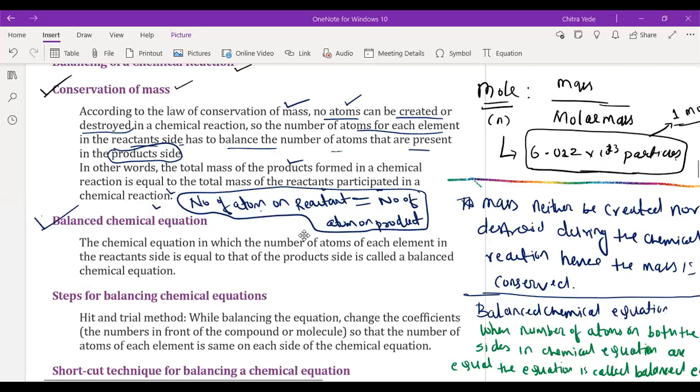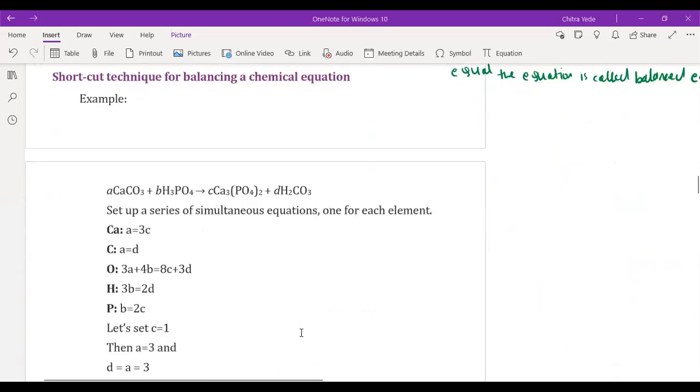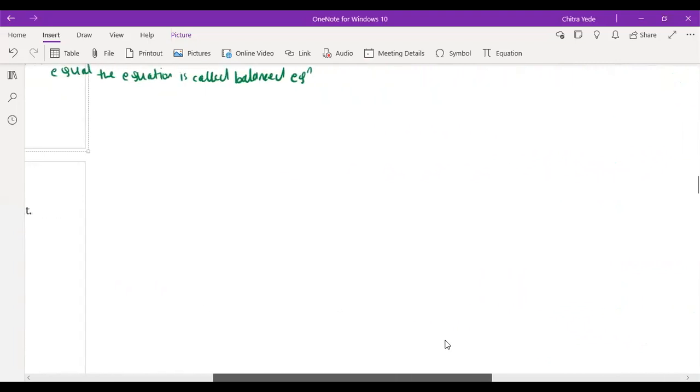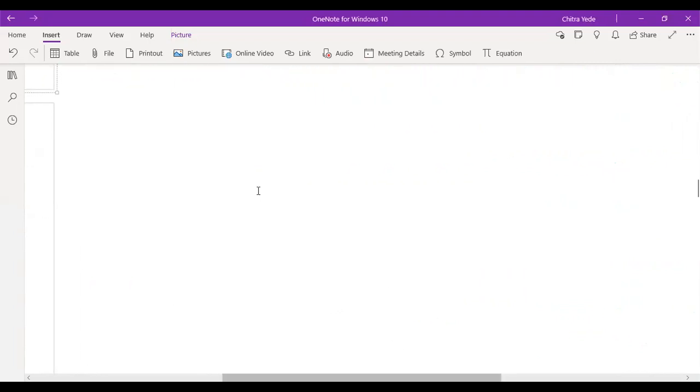Okay, so the next heading will be balancing chemical reaction. We do not require a notes part for that. No. Okay.